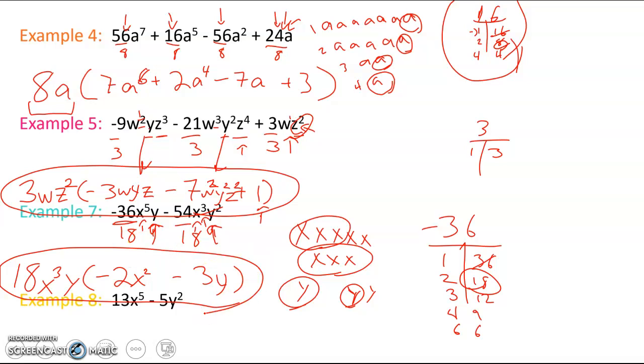And then this last one here, I'm just going to write it as prime because there are no numbers we can take a GCF out. There's no numbers that divide both 13 and 5. There's no x's that we can take out of both terms. There's no y's in both terms that we can take out, so nothing I can do with that.